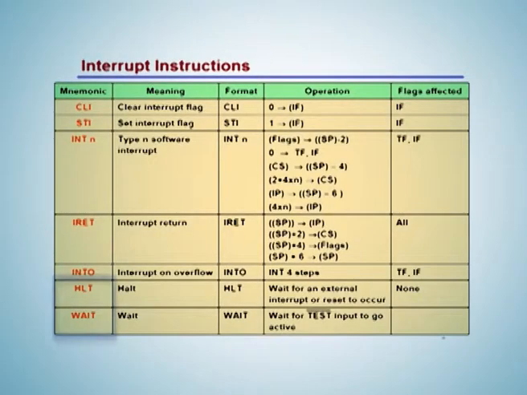Another interrupt instruction associated, included in 8088, are halt and wait. When the halt instruction is executed, the 8088 suspends operation and enters the idle state. It no longer executes the instruction and remains idle, waiting for the occurrence of an interrupt event.